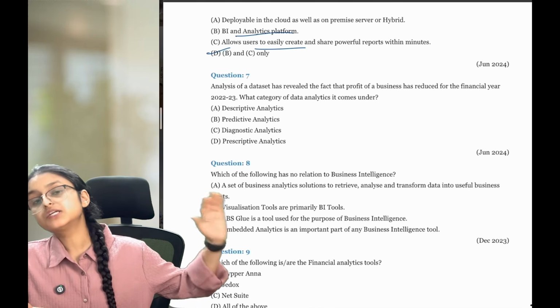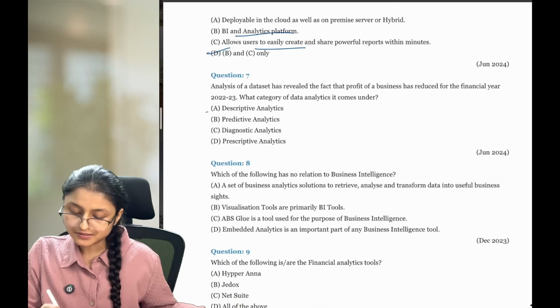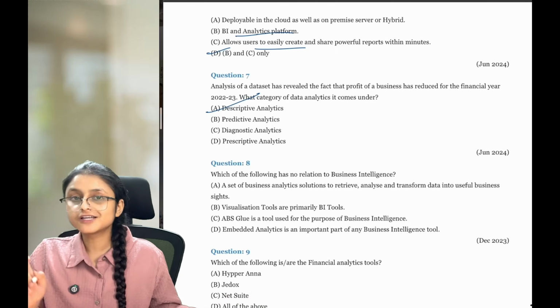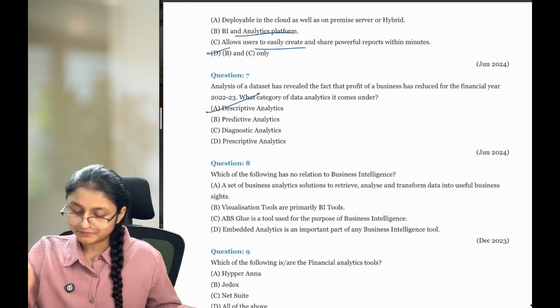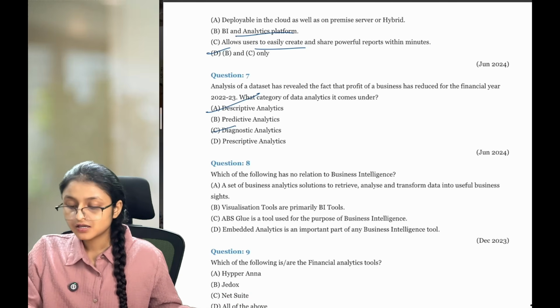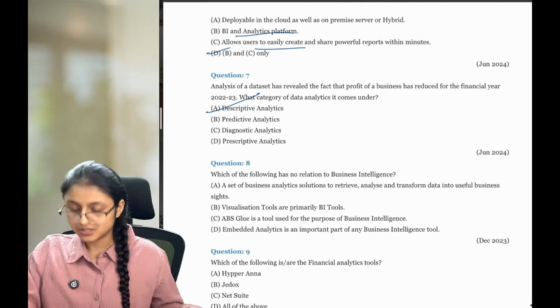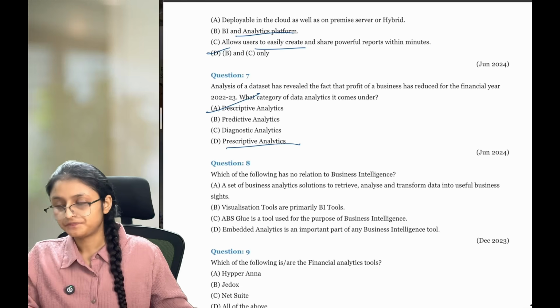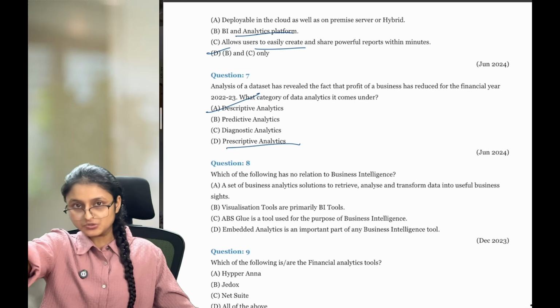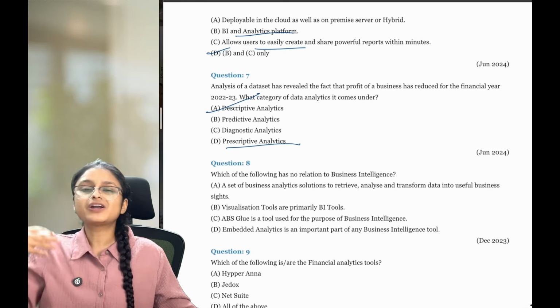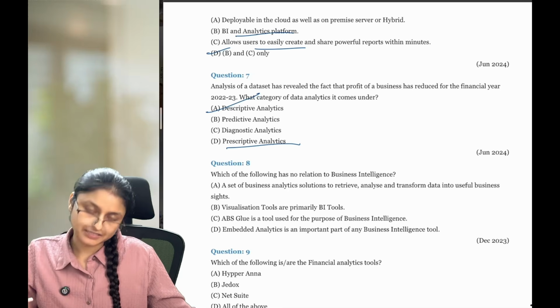We have just evaluated what has been done in the past, and that is descriptive analytics. What is predictive? Predicting the future, what is going to happen in the future. Diagnostic is finding out why whatever happened in the past, why that particular thing happened. And what is prescriptive? Whatever is going to happen in the future, according to that, what can I do the best? That is prescriptive analytics.